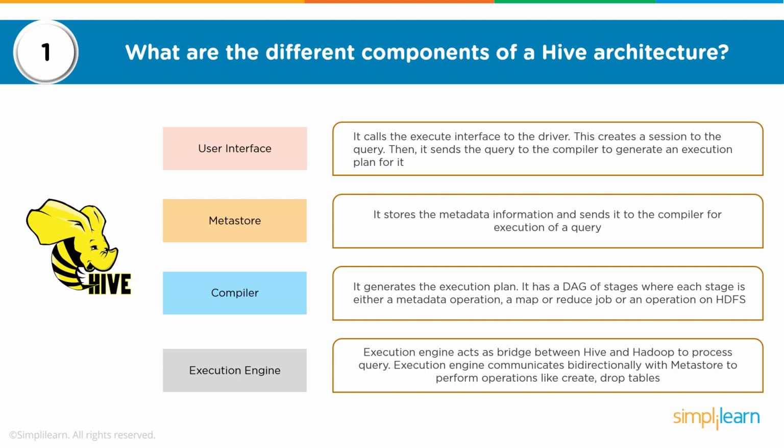What does the compiler do? It generates the execution plan. It has a DAG. Now DAG stands for Directed Acyclic Graph. So it has a DAG of stages where each stage is either a metadata operation, a map or reduce job, or an operation on HDFS. And finally, we have the execution engine that acts as a bridge between Hive and Hadoop to process the query. The execution engine communicates bidirectionally with the Metastore to perform operations like create or drop tables. So these are four important components of Hive architecture.